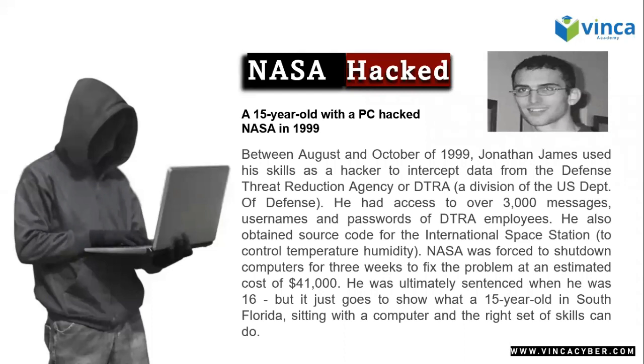And who did this? Jonathan James used his skill as a hacker to intercept data from DTRA. He had access to over 3,000 messages, the usernames and passwords of DTRA, and the usernames and passwords of employees also. The Defense Threat Reduction Agency's employee data was leaked by a 15-year-old boy.